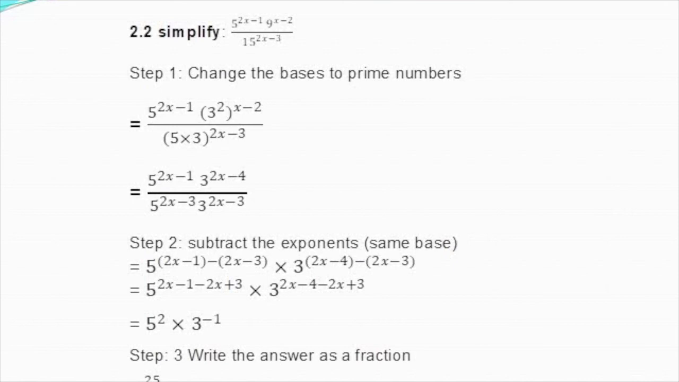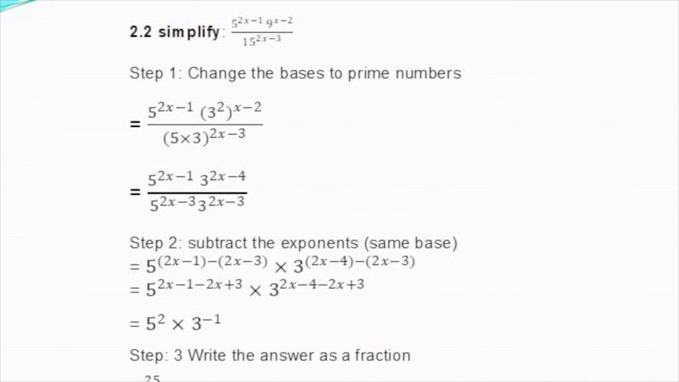Since the bases are the same and we are dividing, we need to subtract. So 5 to the power 2x minus 1 minus, in a bracket, 2x minus 3, times 3 to the power 2x minus 4 minus 2x minus 3 in a parenthesis.